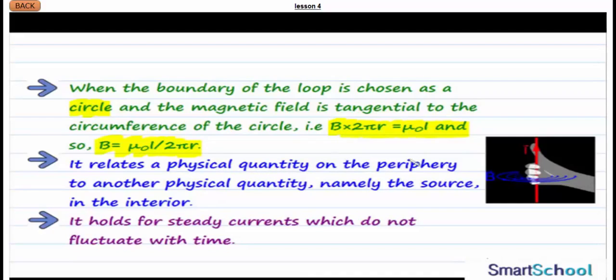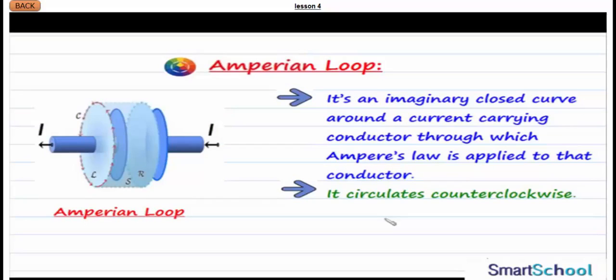Ampere's circuital theorem relates a physical quantity on the periphery to another physical quantity, namely the source in the interior. It is valid only for steady currents which do not fluctuate with time. And here we can also see a picture of the right-hand rule, which helps us to find the direction of the magnetic field.